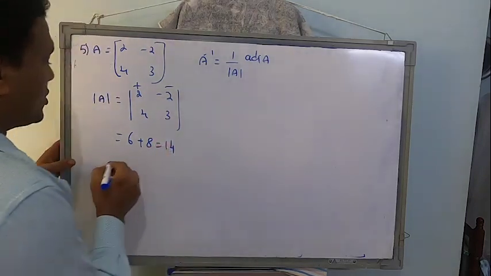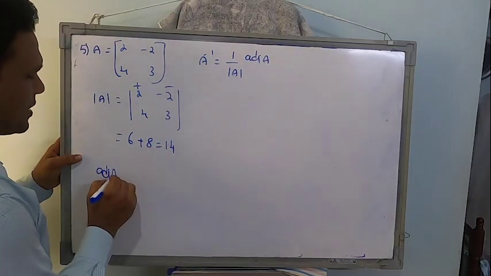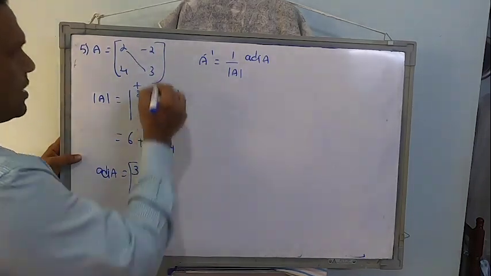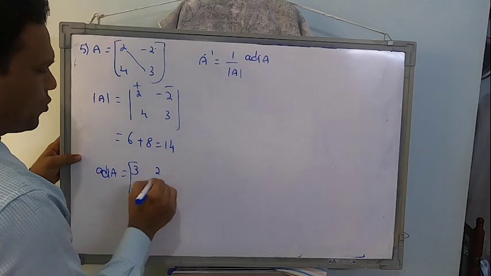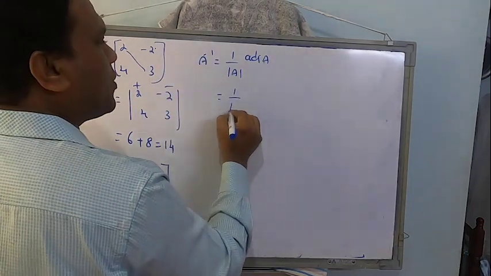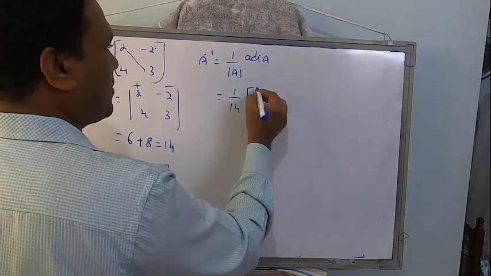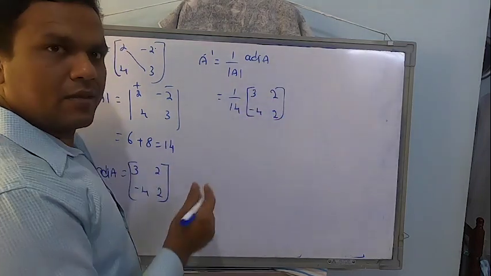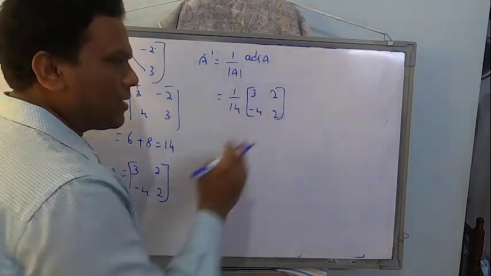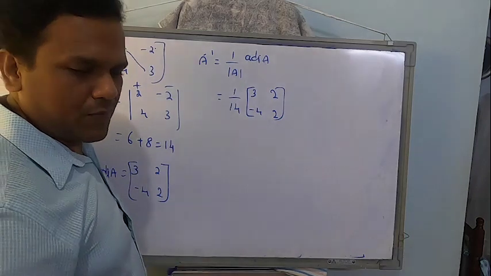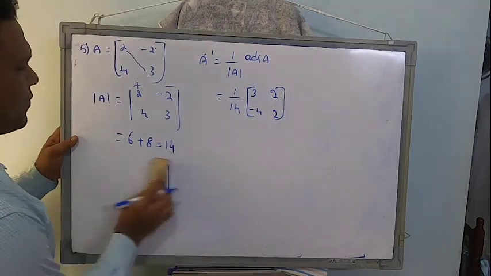Now what is the adjoint? The adjoint I can do in one step because it's a 2 cross 2 matrix. Interchange these two, 3, 2. Change the sign of these two, 2, minus 4. Close it. Substitute in this formula: 1 by 14 multiplied by 3, 2, minus 4, 2. That's it. It's over. If you want, you can multiply 1 by 14 inside to each element. Otherwise, you can leave this. Okay, so that's problem number 5.